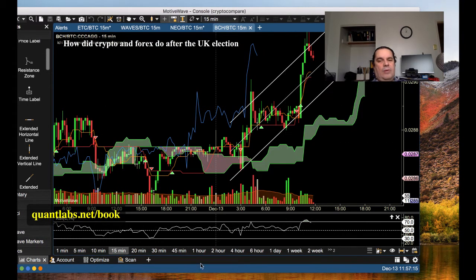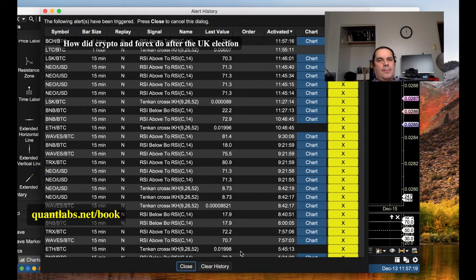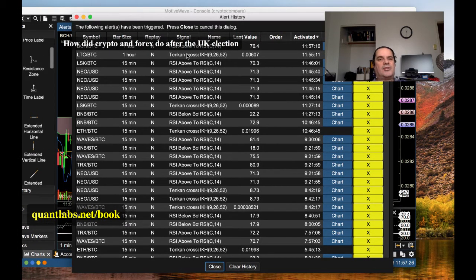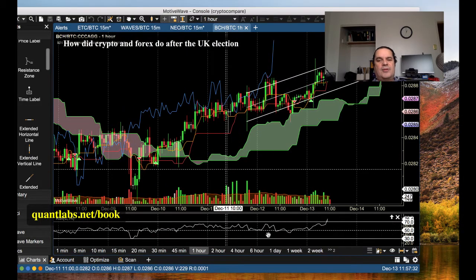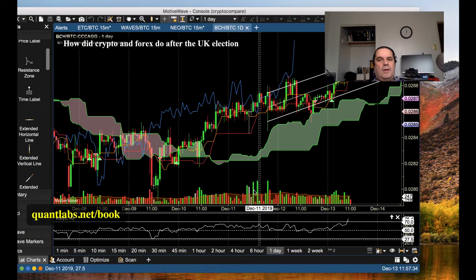Let's see. One hour. So that's, let's see here. What do we got? That was an RSI. Bitcoin Cash, RSI above the RSI. So we're missing out on a closing opportunity here. That's okay. So let's do a 1 day chart here.